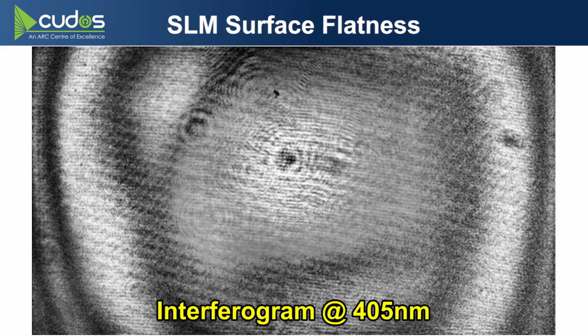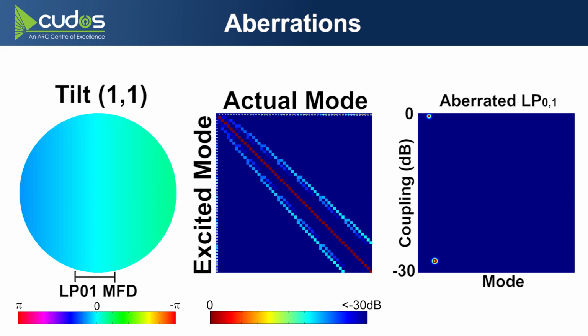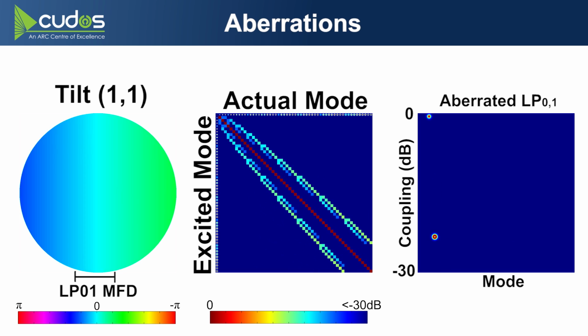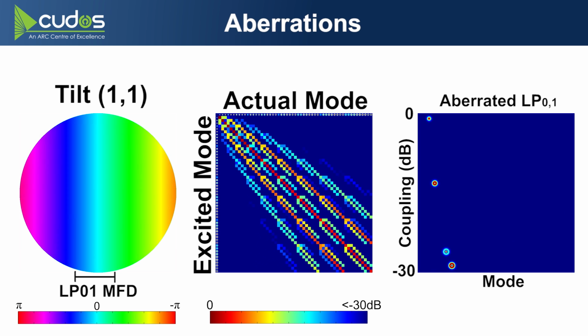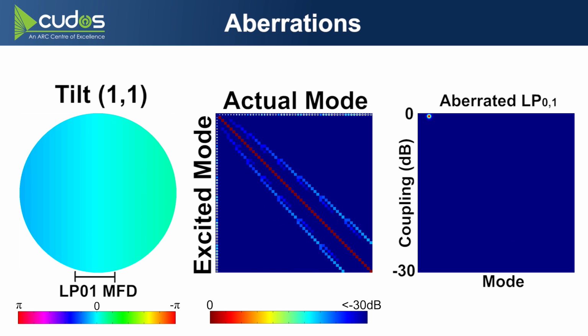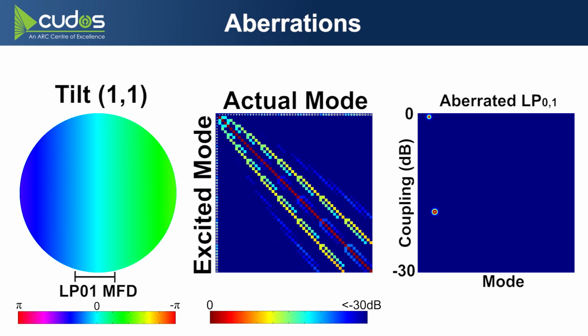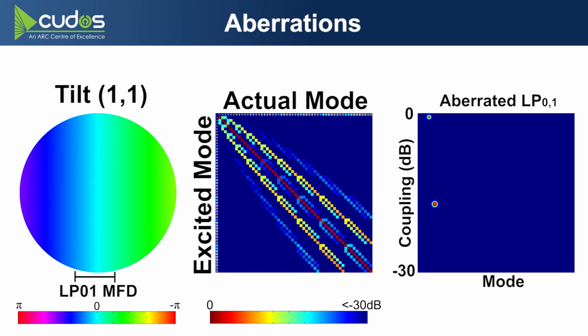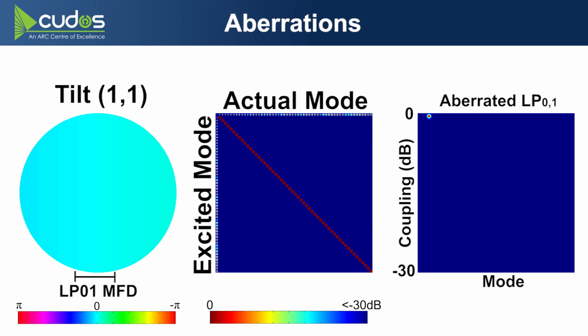I'm going to talk a bit about aberrations here and their effects on your modal excitations and detection. On the left, here we have the distorted wavefront. In the middle, we have the mode transfer matrix due to that aberration. And on the right, we have the effect that aberration would have on your fundamental mode as an example. Ideally, if you ask your system to excite a particular mode, it will excite only that mode. But aberrations cause the modes to become coupled together.